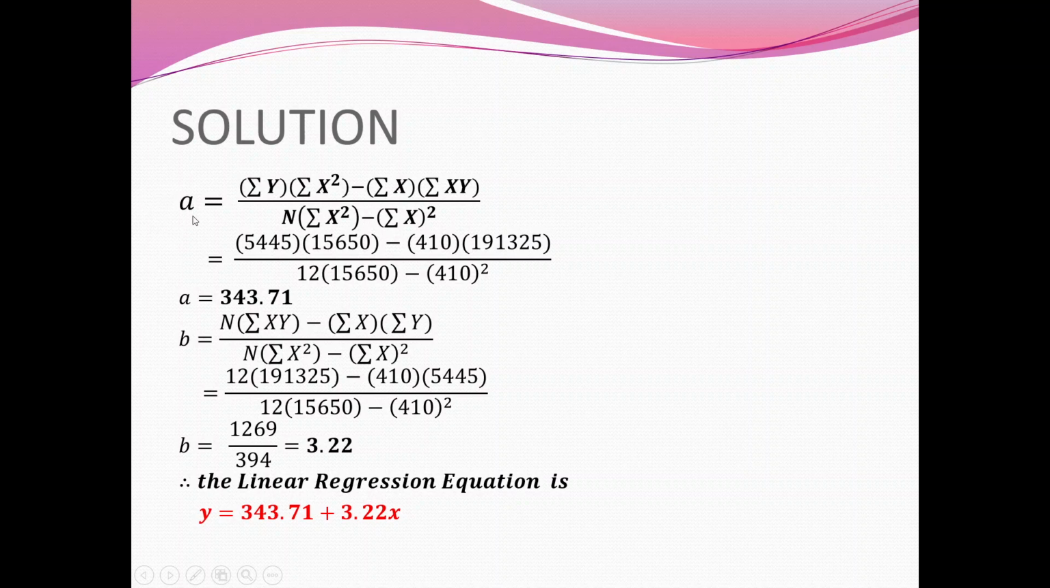Then you can now find the value of the y-intercept A and the slope B using the formula respectively. Finding the y-intercept, this is our formula: the sum of the y values multiplied by the sum of x squared, minus the sum of x times the sum of the product of xy, divided by the number of observations n times the sum of x squared minus the sum of x raised to square. From the table, the sum of y is 5,445, and the sum of x squared is 15,650, minus the sum of x, 410, times the sum of the product of xy, 191,325, divided by the number of observations, 12.